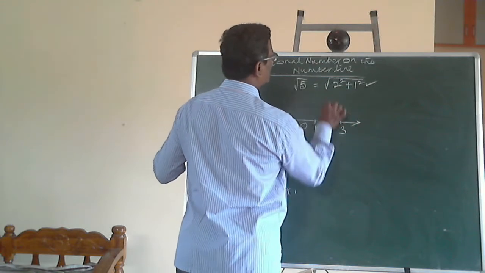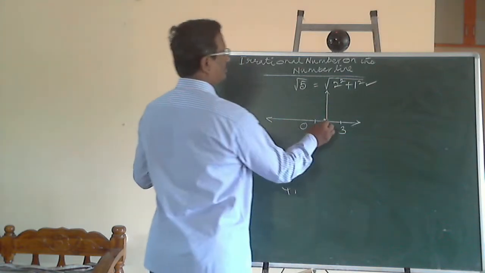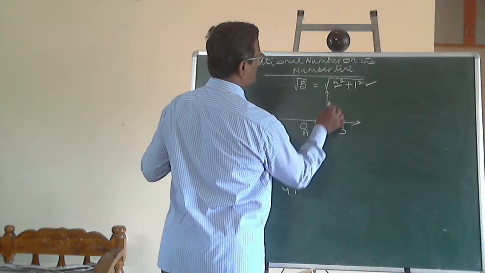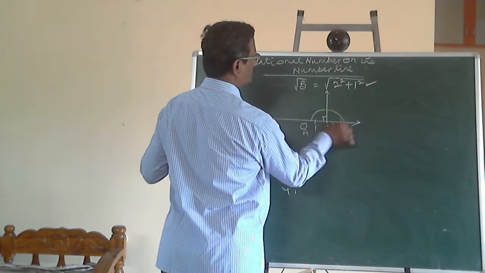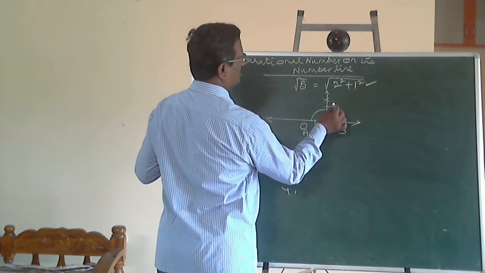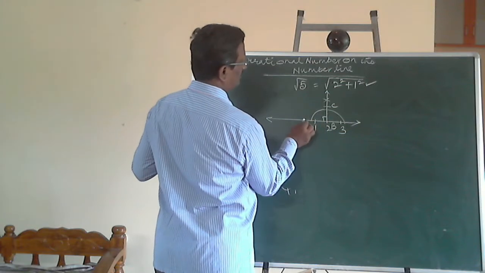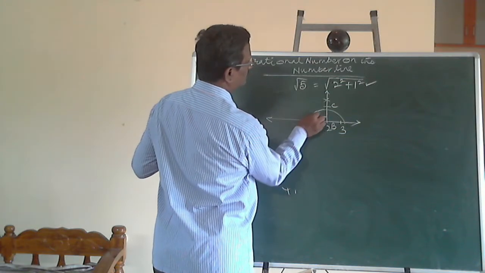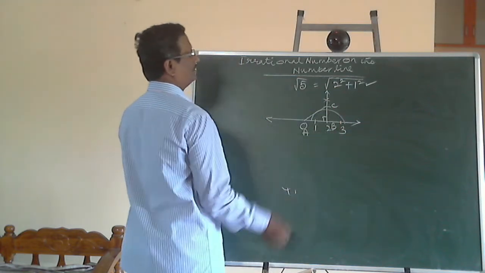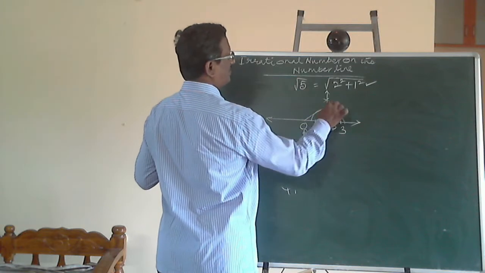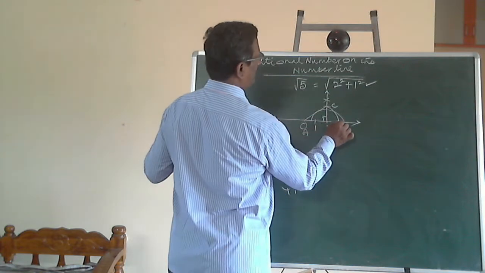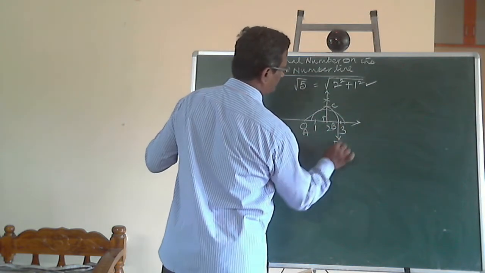At 2, draw a perpendicular from, say, this point A, this point B, with B as center, perpendicular using compass. With B as center, again with 1 unit radius, draw an arc. This is C. Join OC. ABC is the triangle. With center E and AC as radius, draw an arc. This arc intersects the number line at a point, say this point P.